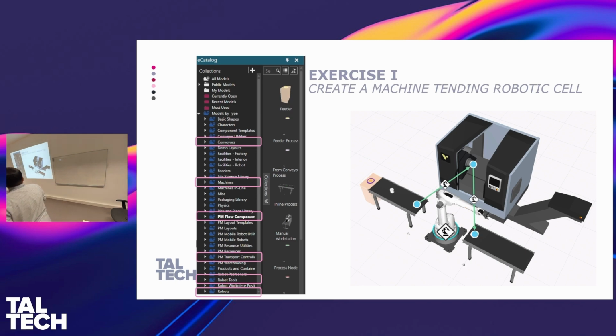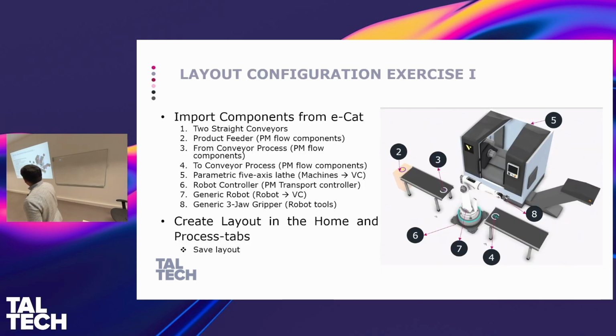We will start in this way: first of all we need to find the 3D models or the components. In the e-catalog, we can find conveyors. Go into the visual components and drag a couple of conveyors there, find the machine also, and the flow components for the connection that I will show, and so on. That is what components are needed and where you can find them.